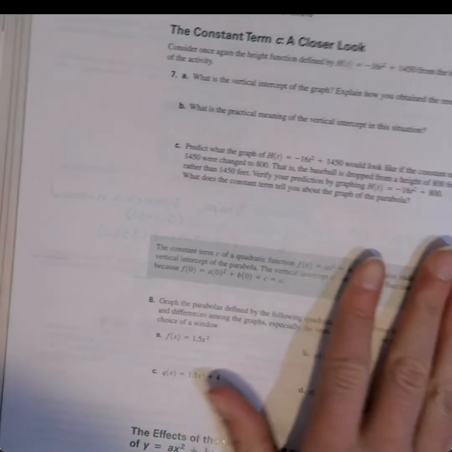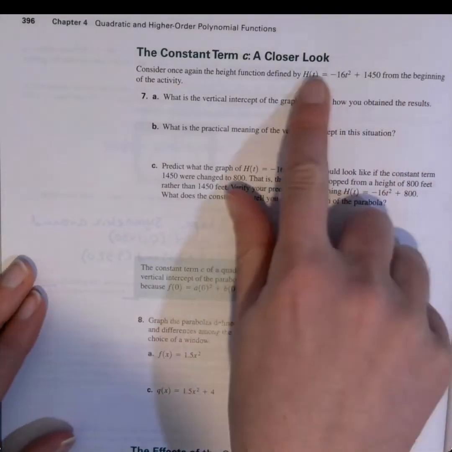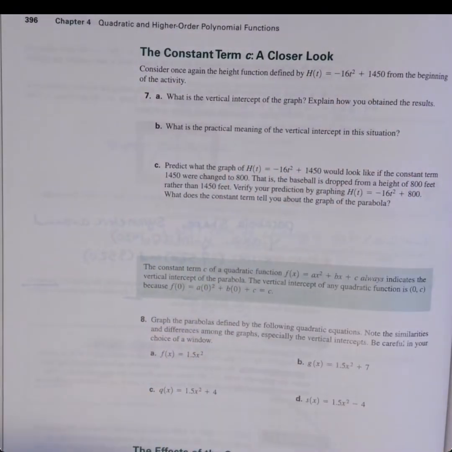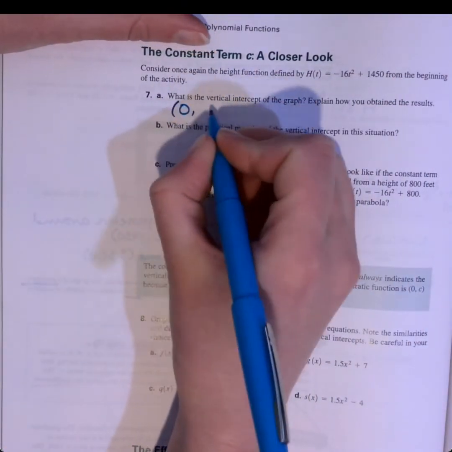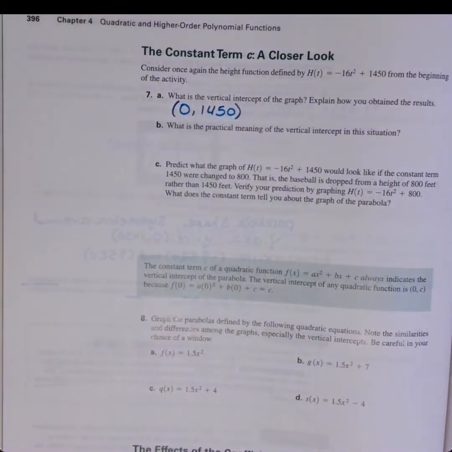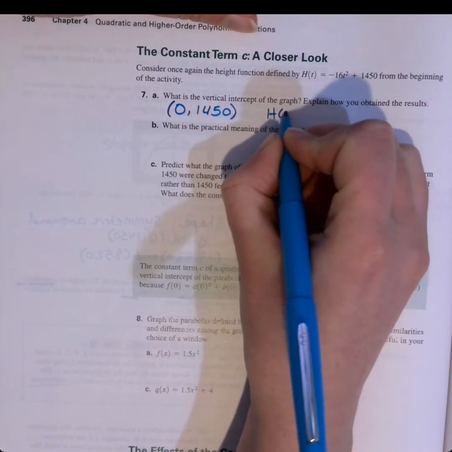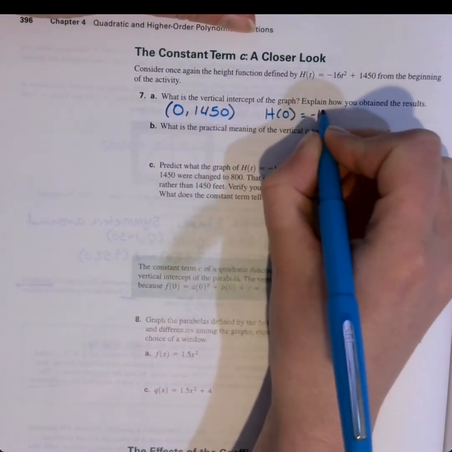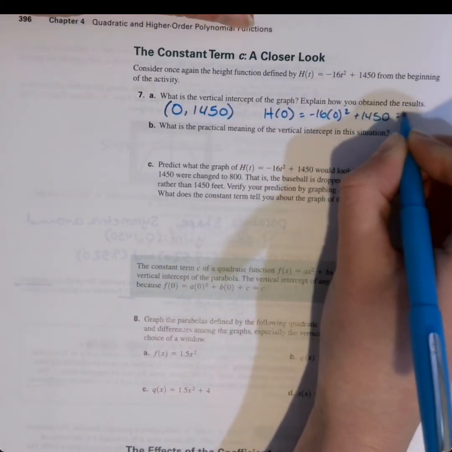Okay, the constant term c, a closer look. Okay, so back to our graph of the baseball dropping. What's the vertical intercept of the graph? We had already identified that as 0, 1450. Explain how we obtained the results. We clicked on it. That would have been one of the ways that we found it. But we also could have found it by plugging 0 into the function. So h of 0 is negative 16 times 0 squared plus 1450, which is 1450.